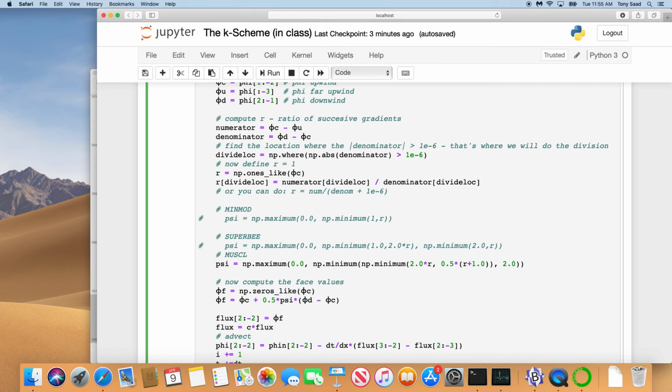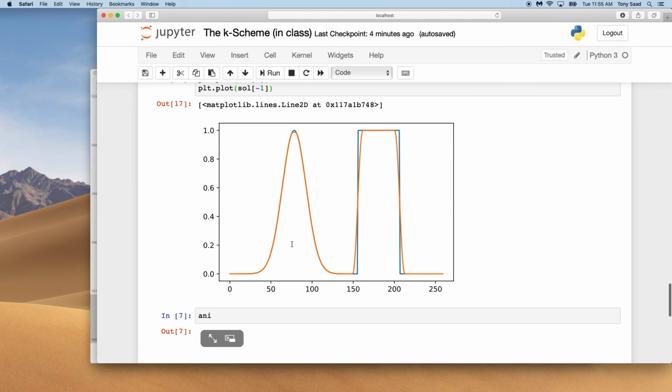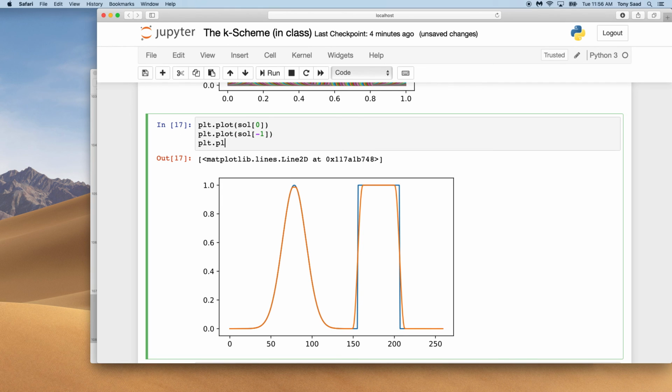But qualitatively and quantitatively, we were essentially able to suppress these oscillations in a very intelligent way and surpass a very important mathematical theorem, the Godunov barrier, but for linear schemes. So these are nonlinear schemes, right? Your psi is changing, and you can actually plot it. So let's plot psi on top of these. So plt.plot psi.